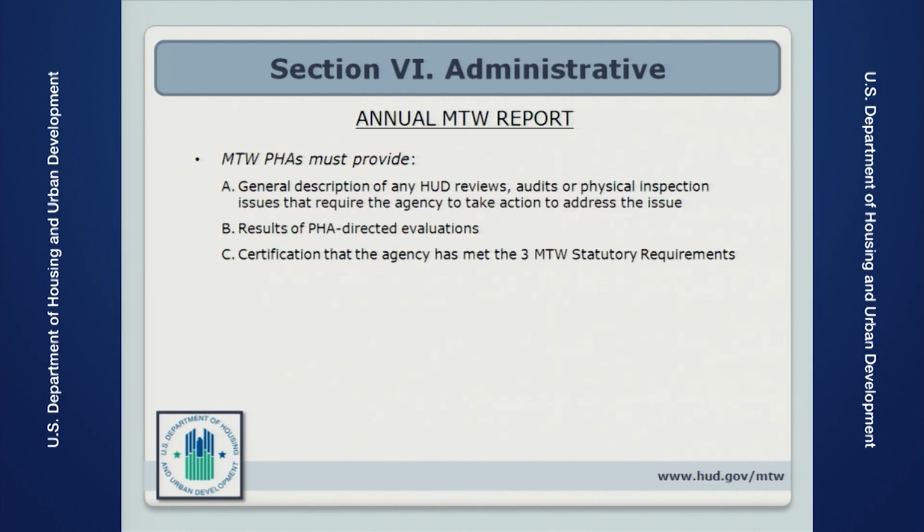Great. And in the annual report, we will be asking, as we asked in the previous version, for a general description of HUD reviews, audits, and physical inspection issues that require the agency to take some kind of action. We're really including this to provide transparency about the findings of HUD monitoring and then the PHA actions to address any issues. We want that information to be presented in a clear manner, but we're just looking to understand generally what the issue is and what the resolution is, and not really looking for a lot of extensive detail or covering of very minor issues. But we do want to continue to include this to provide some transparency.